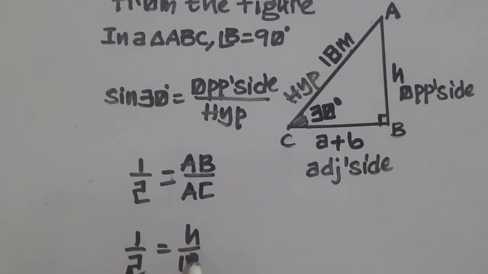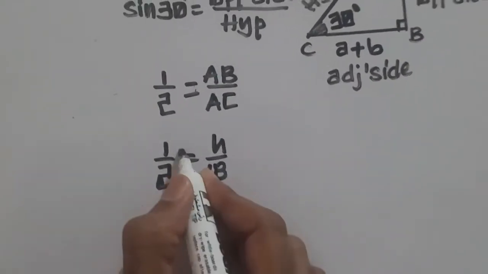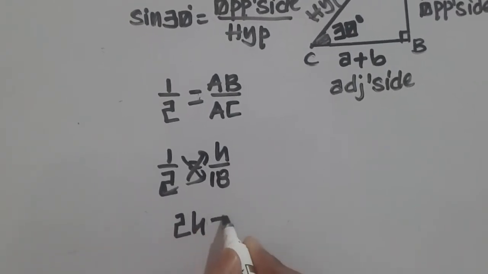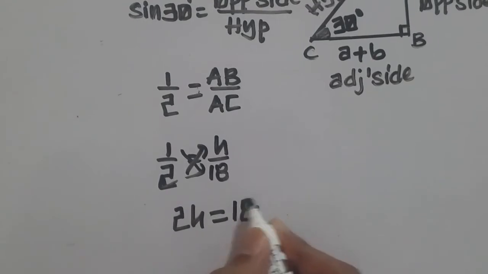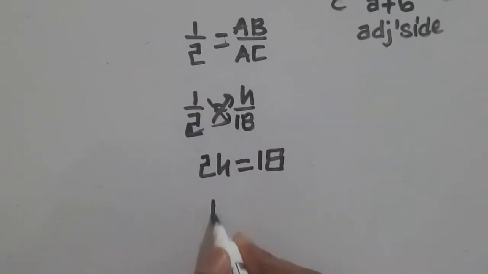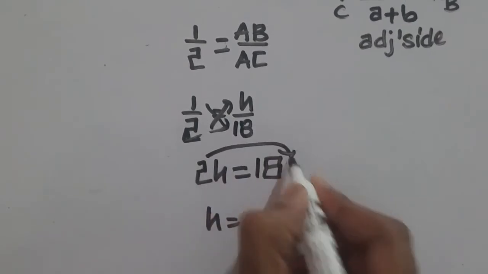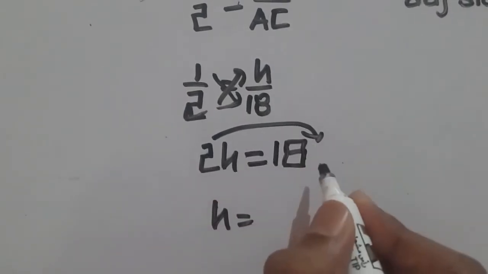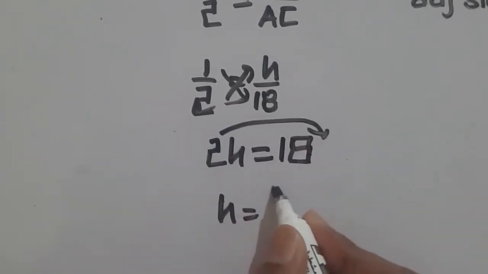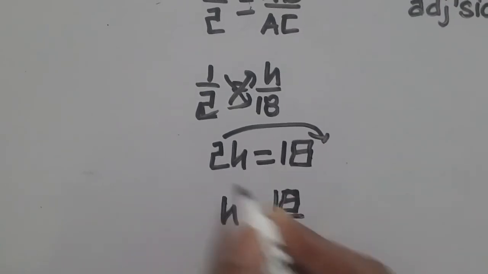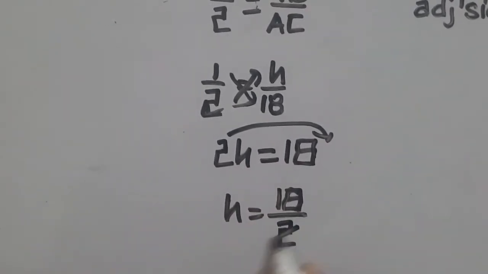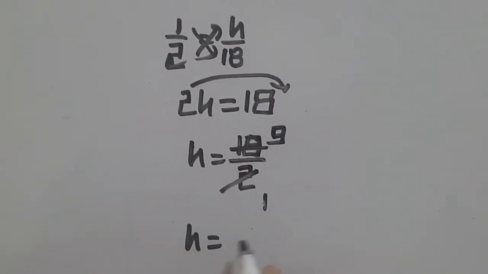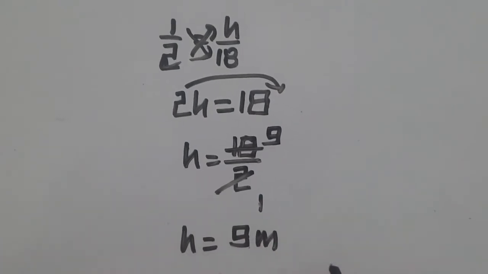wire, 18 meters. By cross multiplication, 2 into H is equal to 2H, and 1 into 18 is equal to 18, where H is equal to this right-hand side. Multiplication quantity becomes division quantity by transposing 18 by 2. Cancel by 2: 2 ones are 2, 2 nines are 18. Therefore H is equal to 9 meters.